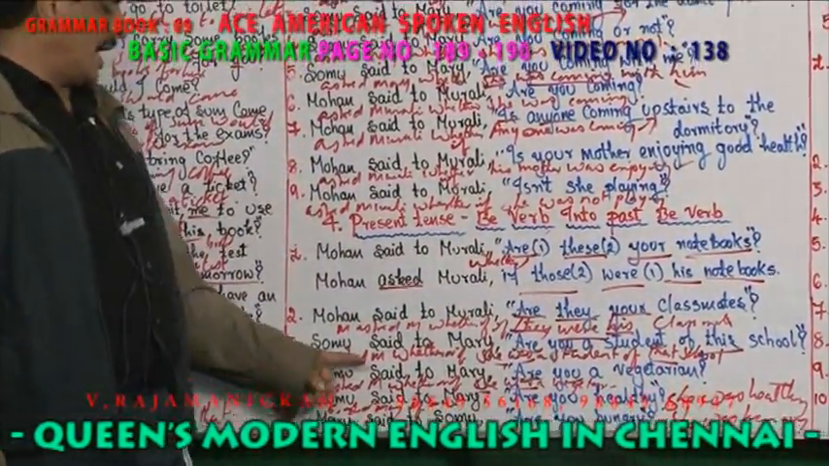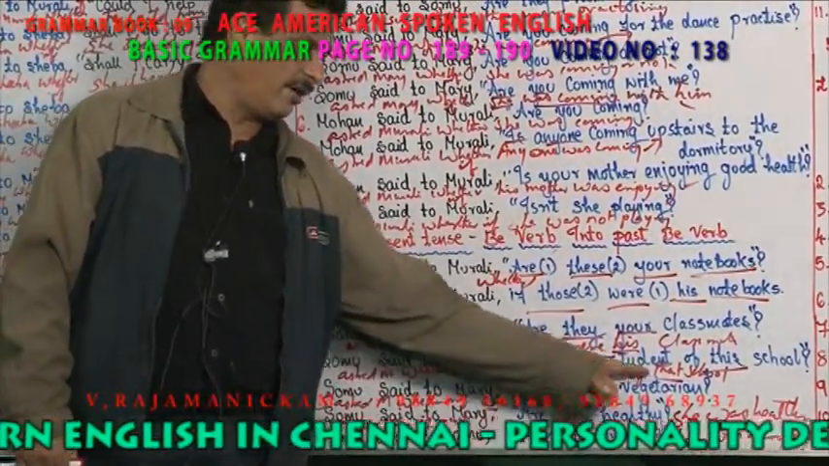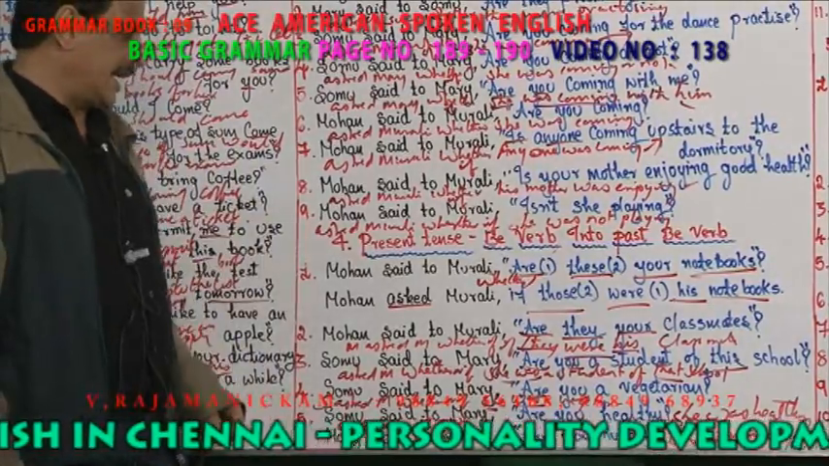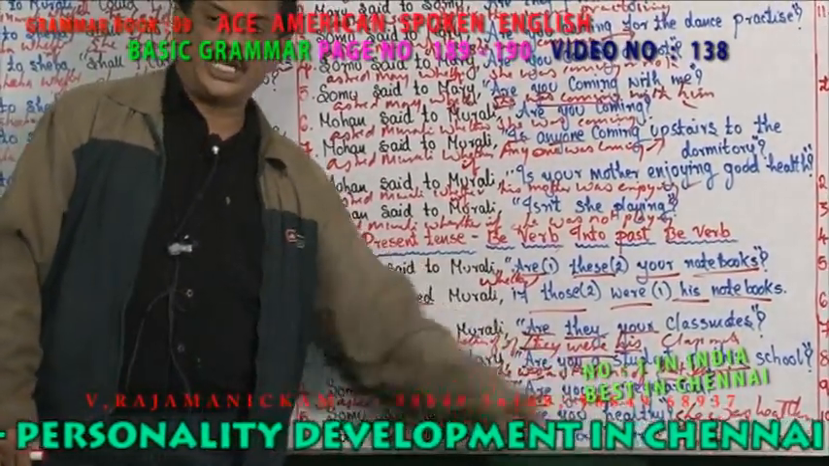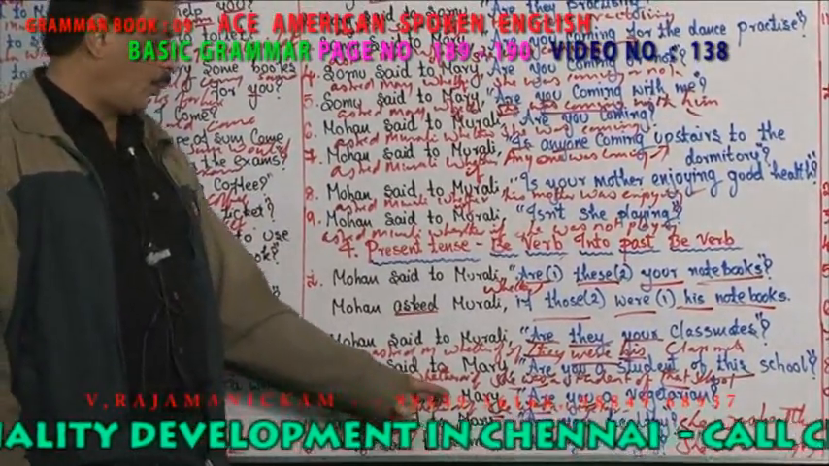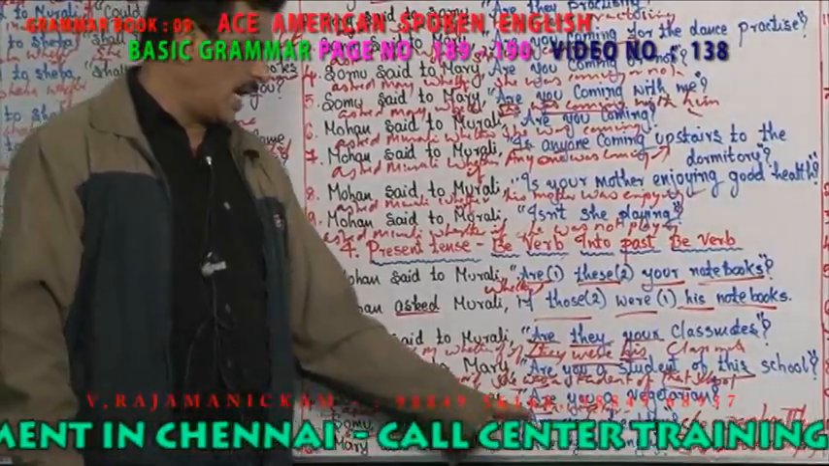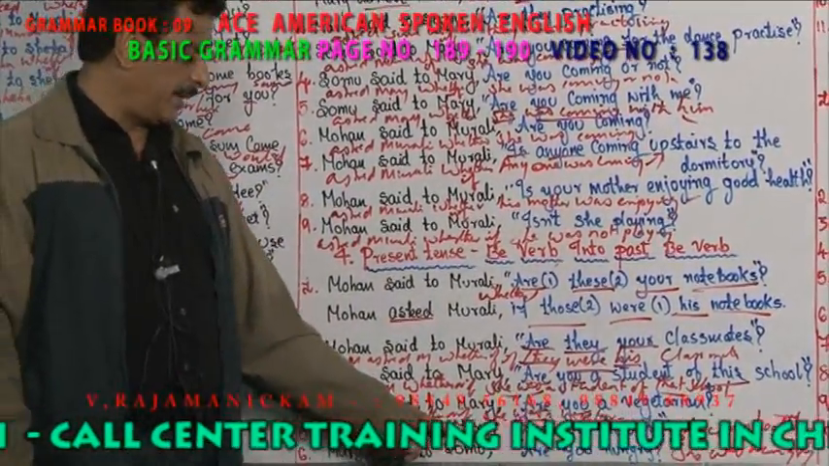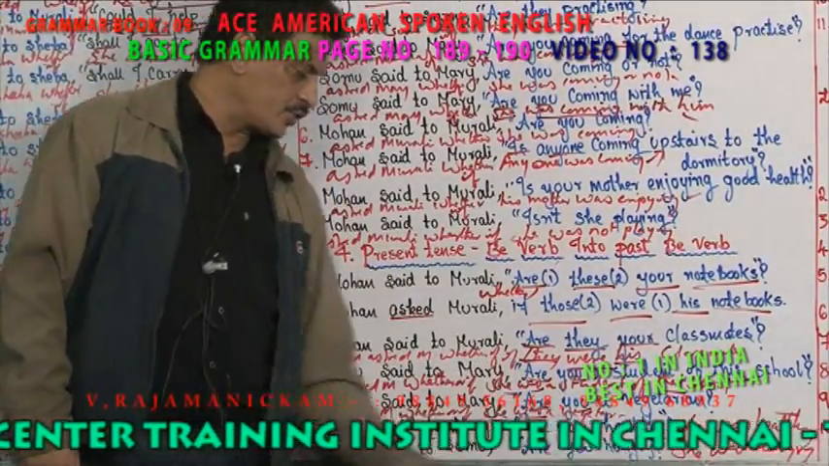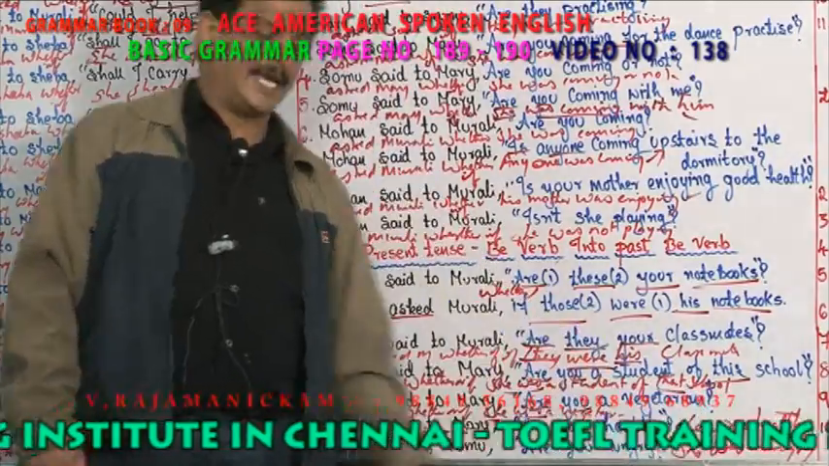So Somu asked Murali whether or if she was a student of that school. "This school" changes into "that school". Somu said to Murali, are you a vegetarian? So Somu asked Murali whether or if she was a vegetarian. Somu said to Murali, Mary, are you healthy? So Somu asked Mary whether she was healthy.